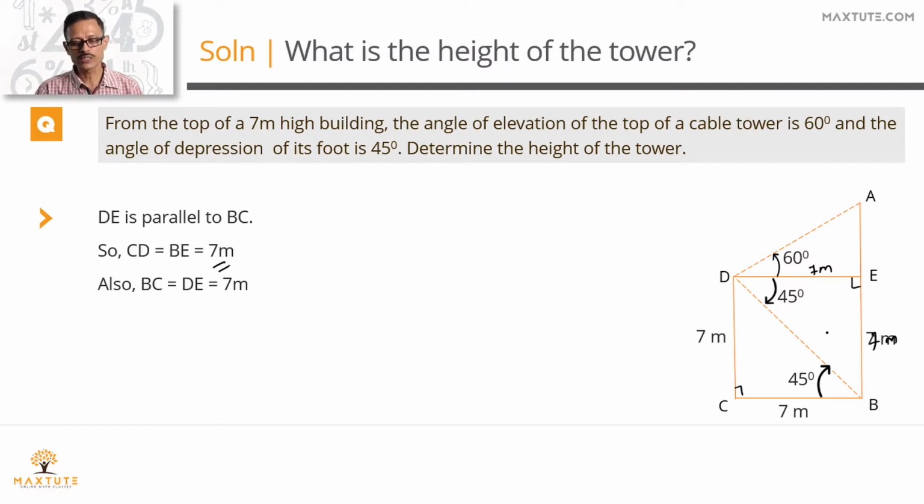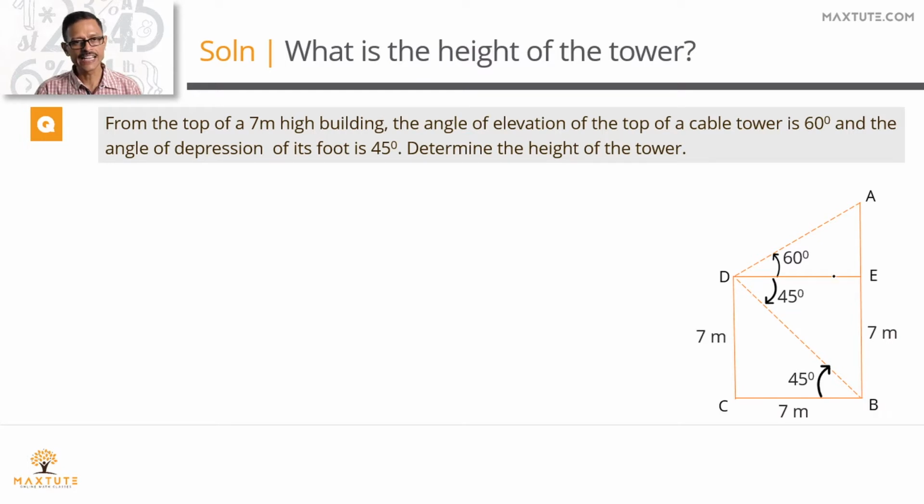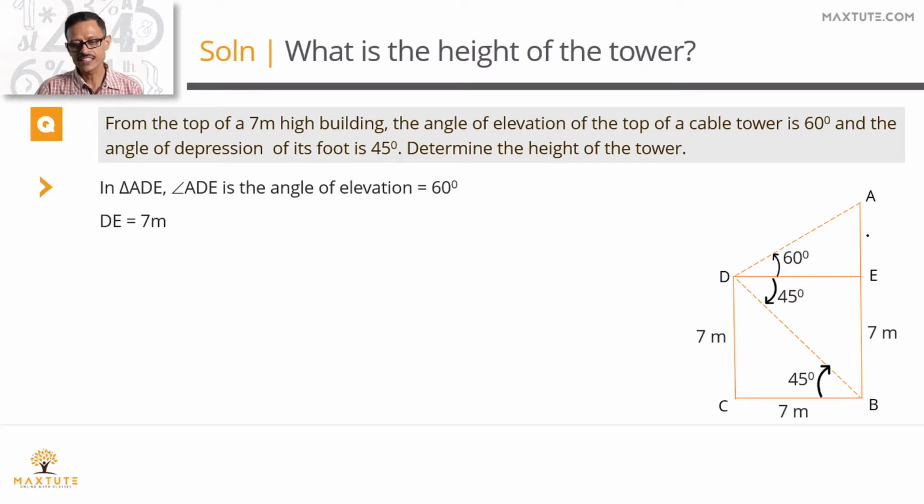Now we need to find out the height of AB. Height of AB is nothing but AE plus EB. We know EB is equal to 7 meters. So all that is left is to compute the value of AE. To find AE, we are going to be looking at right triangle ADE. In right triangle ADE, to angle ADE, this angle 60 degrees, AE is the opposite side and DE is the adjacent side. The measure of DE is equal to 7 meters.